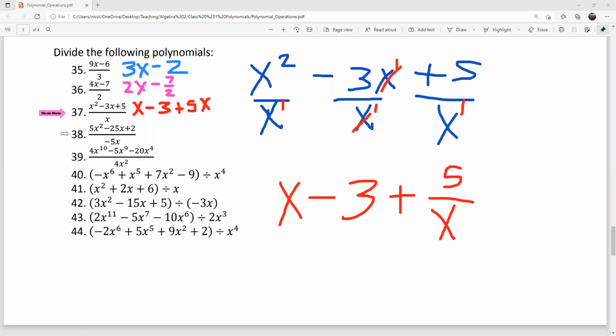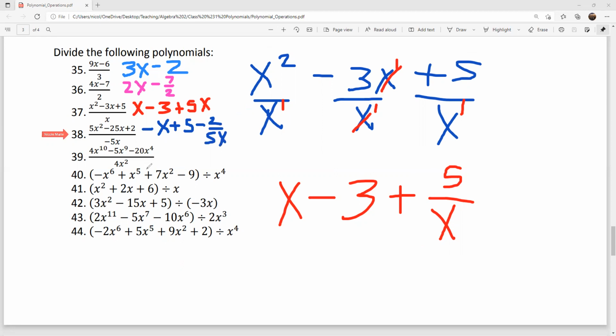Okay, so let's look at 38. We have a 5x squared minus 5x. Well, 5 divided by negative 5 is going to get you a negative 1. And that's an x squared over x, which is x. So negative 1x, which we don't write the ones, so just negative x. We now have negative 25x over negative 5x, which is going to get you a positive 5. And the x's cancel each other out. And then we have the negative, well, this is a negative 5, so negative 2 over 5x for this one.